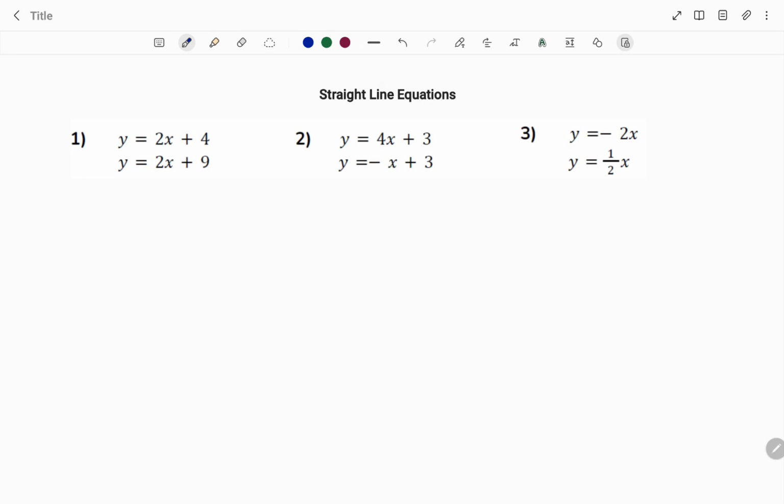In this video, I'm going to show you if the following pair of straight line equations are parallel, perpendicular, or neither.